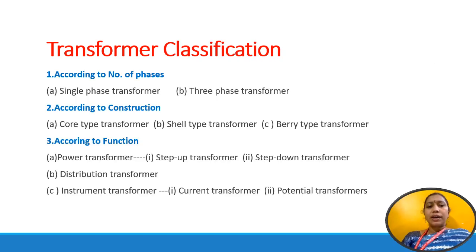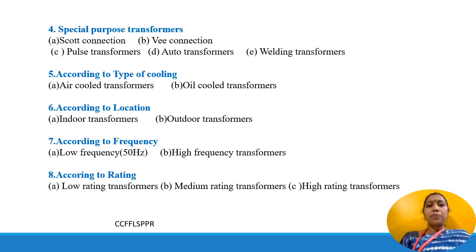Transformer classification. According to the number of phases, transformers are classified into single-phase transformers and three-phase transformers. According to the construction, transformers are classified into core-type, shell-type, and berry-type transformers. According to the function, transformers are classified into power transformer, step-up transformer, step-down transformer, distribution transformer, instrument transformer, current transformer, and potential transformer. Special purpose transformers are spot connection transformers, V connection transformers, pulse transformers, auto transformers, and welding transformers.